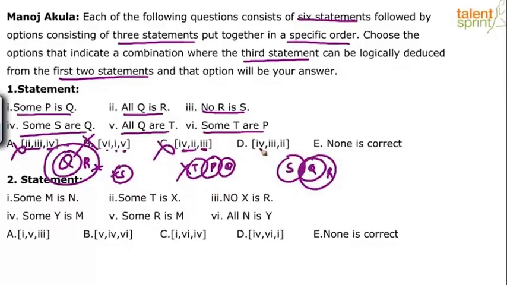And D. What is D? 4, 3, 2. So draw the diagram for 4 and 3. Some S are Q.